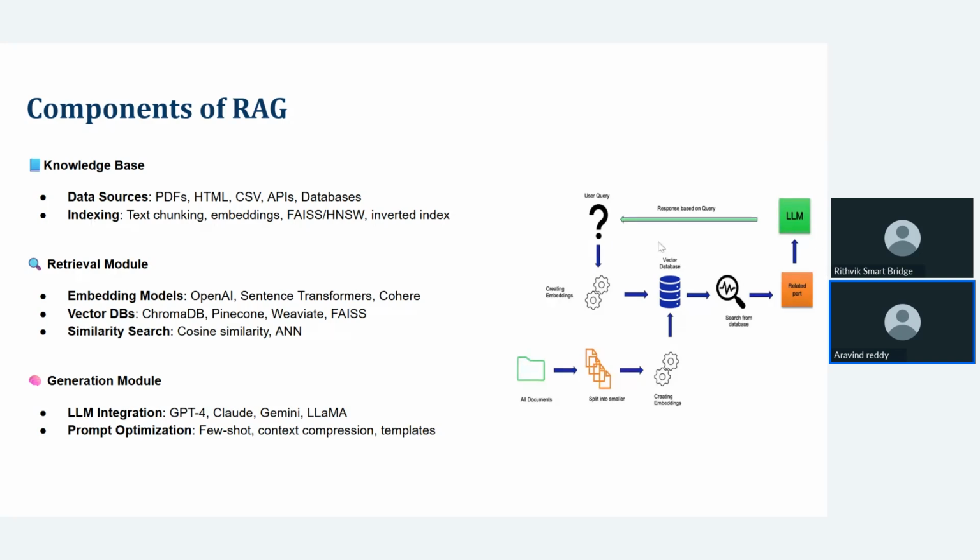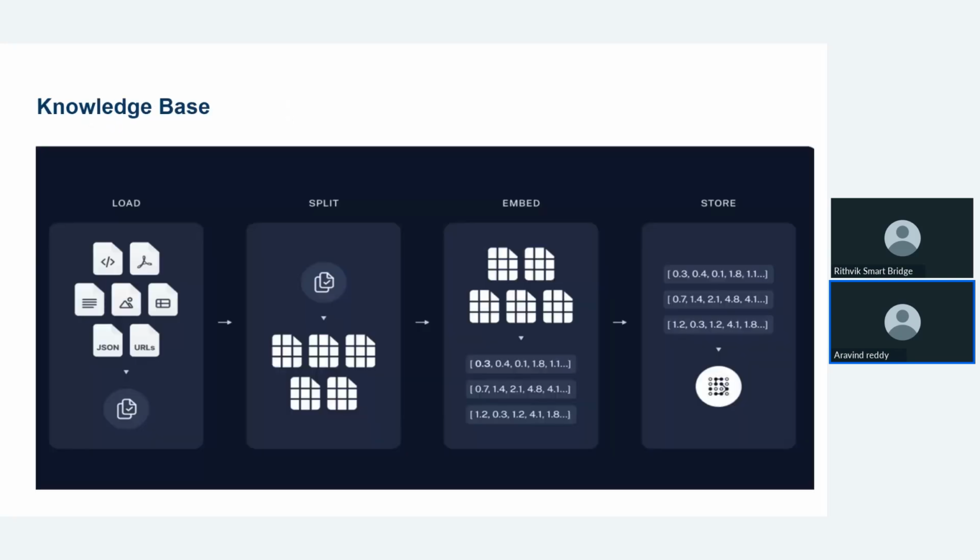Then when the user asks a query, based on this LLM, how does a human generate the text, no? In that way, this LLM is going to respond, right? This is how RAG uses different components. Is this clear, guys?